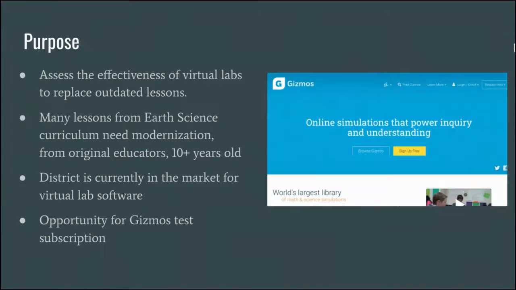on STEM. So the purpose of my action research project was to assess the effectiveness of virtual labs because I wanted to use them to replace some outdated lessons like lecturing and having students read from the textbook and stuff like that. A lot of the lessons that I have in my earth science curriculum need modernization. The lessons need some updating and some modern touches. So that is another reason that I wanted to do this.